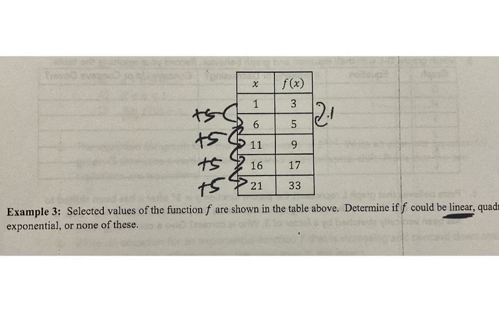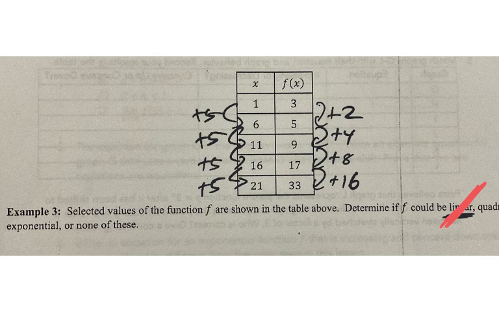From 3 to 5, up 2. From 5 to 9, up 4. From 9 to 17, up 8. From 17 to 33, up 16. So do I have a common first difference? No, so it's not linear. It's doubling. Thank you.